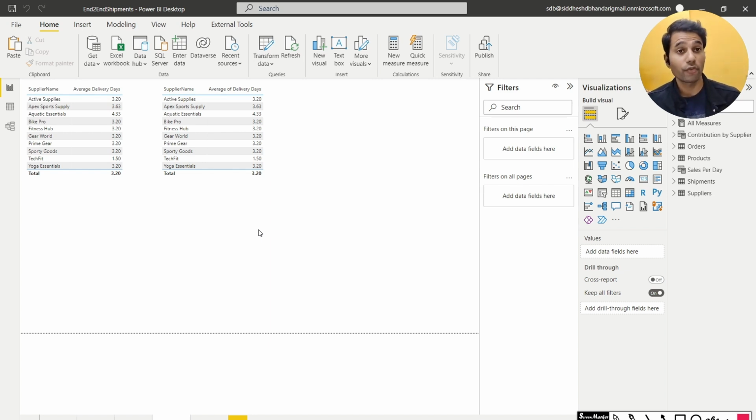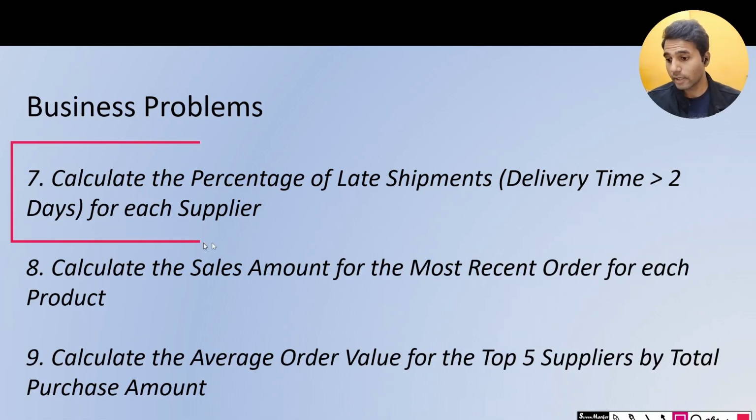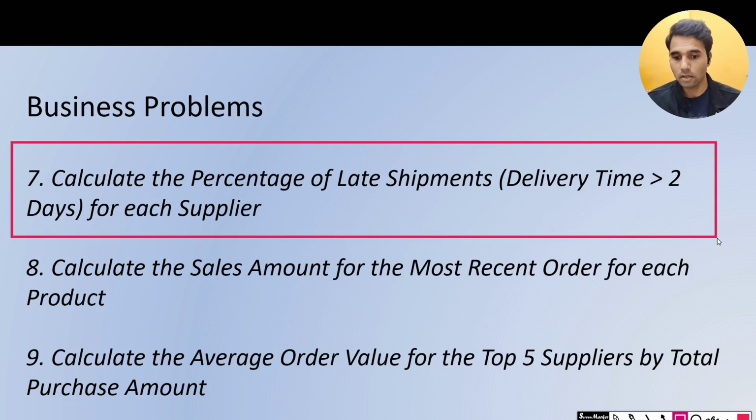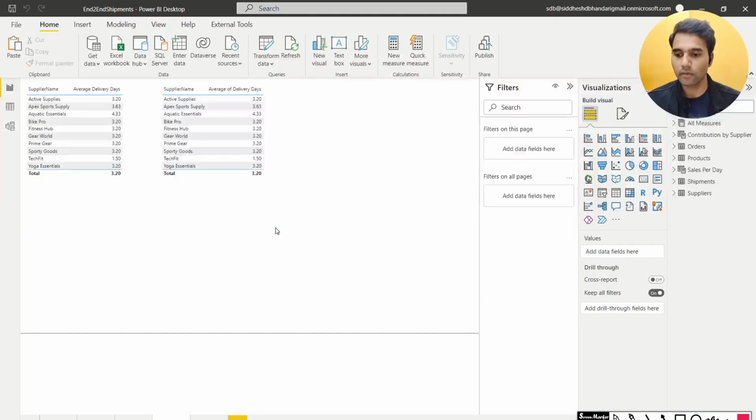So for today's video, we have the following questions and let's start with it. For the first question, we are going to solve: calculate the percentage of late shipments where the delivery time exceeds 2 days for each supplier. Now we are going to calculate this percentage of late shipments in two different ways. We are going to see the output in two different forms.